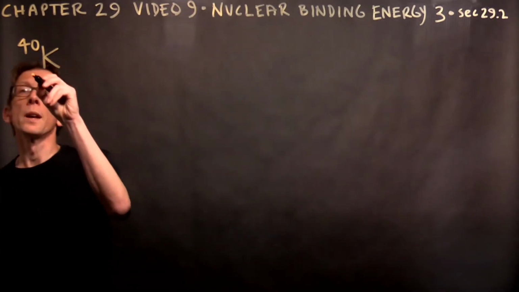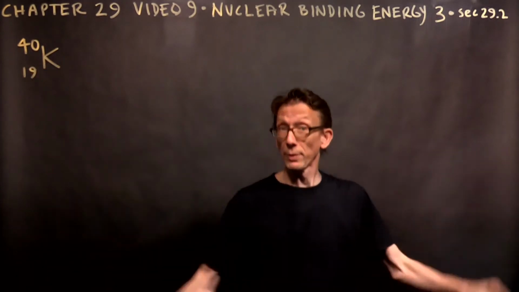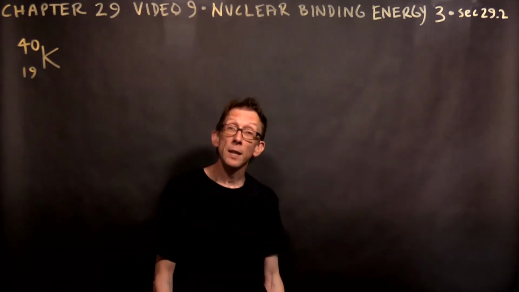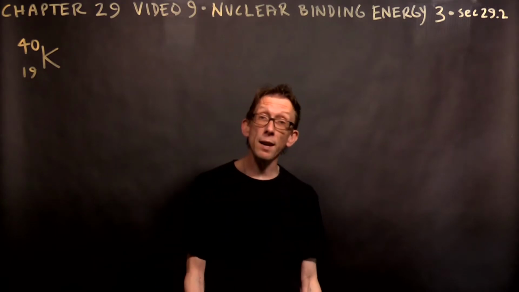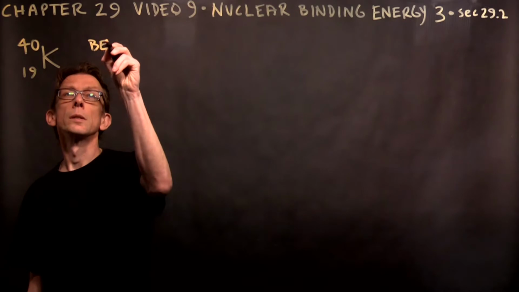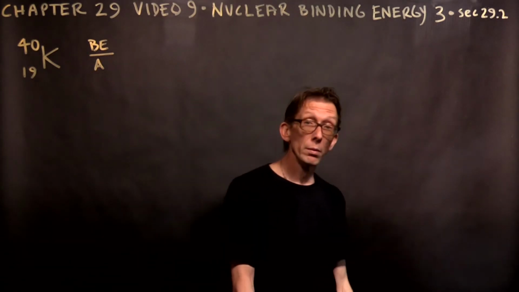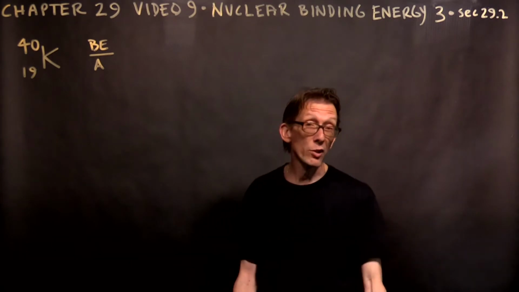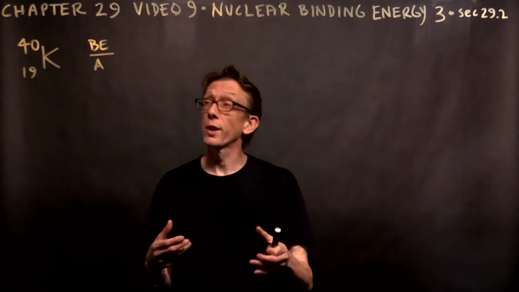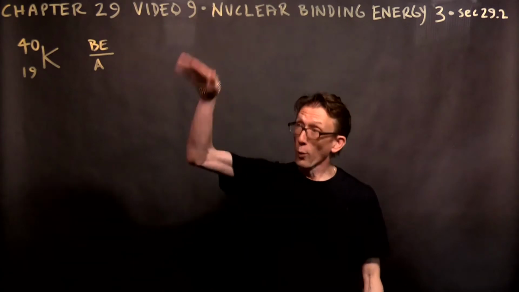Like all potassium, it has 19 protons. That's what makes it potassium. And what we want to know about potassium 40 is its binding energy per nucleon. Remember, A is the nucleon number, or the mass number, which is the really official title for it. It tells you how many nucleons are in the nucleus, and of course, for potassium 40, it is 40. That's what the 40 means.